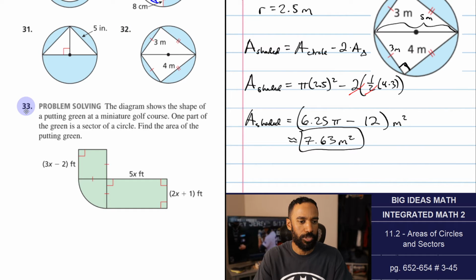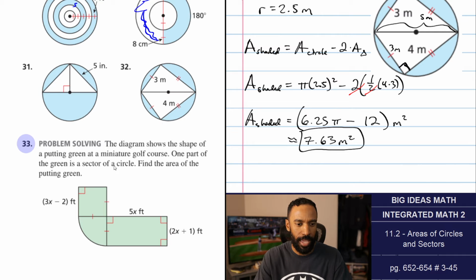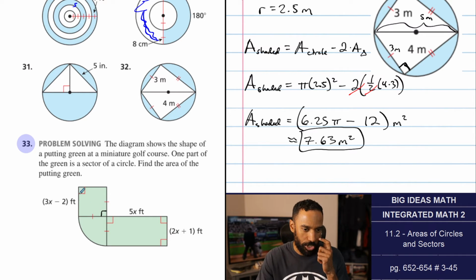All right, number 33, problem solving. The diagram shows the shape of a putting green at a mini golf course. One part of the green is a sector of a circle. Find the area of the putting green. So you do have some congruent marks here and the right angle, and this right angle stuff right here. This is also a right angle. I have a bunch of right angles. So you're looking at a square here, which means this is also congruent, and a rectangle that's congruent to that. That means that's congruent to that.